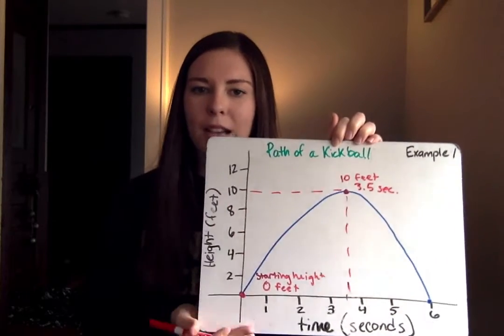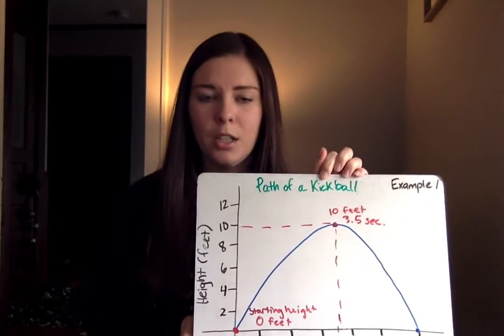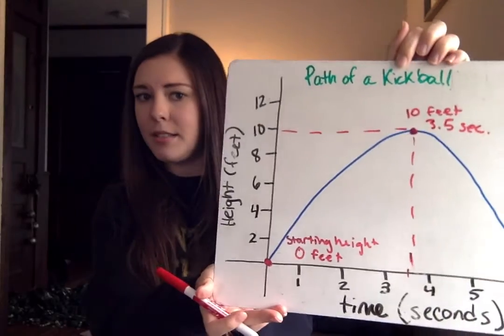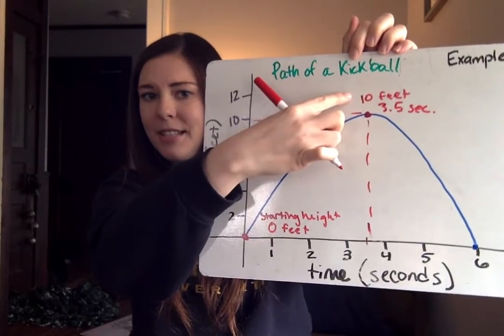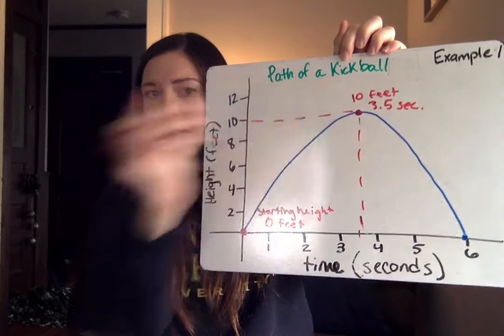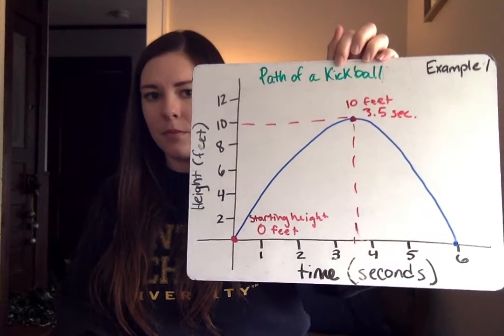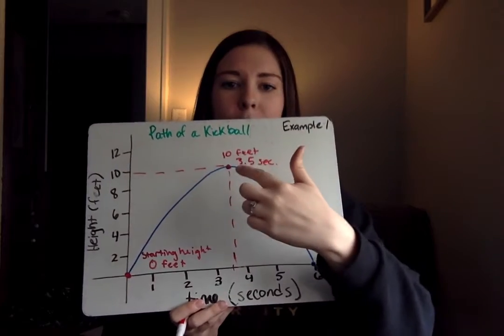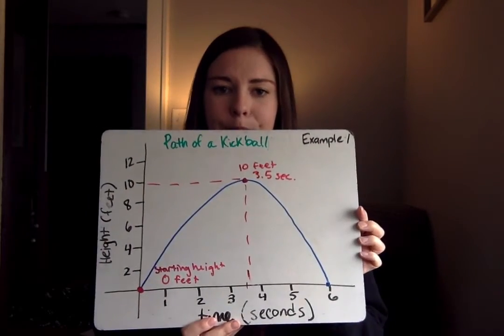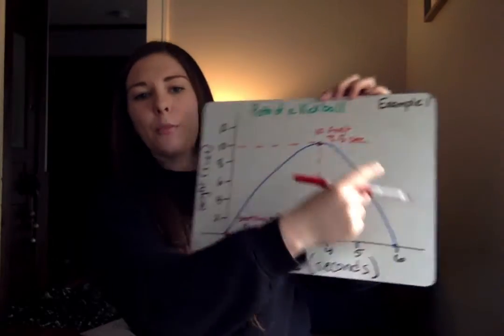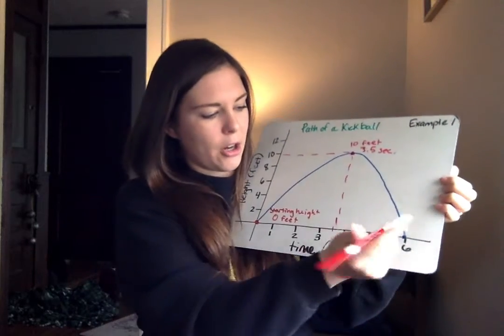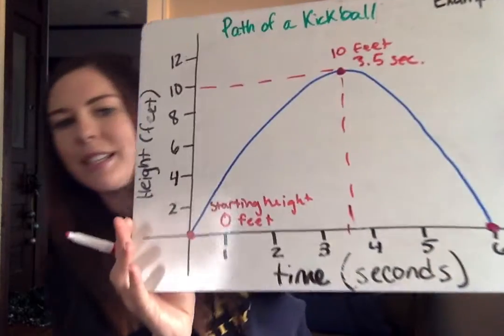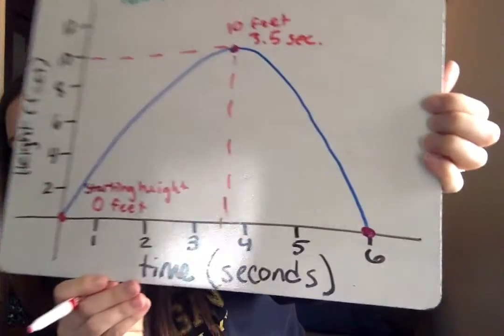So what this point tells me is that the kickball reached its maximum height of 10 feet at 3.5 seconds. Okay, so 3.5 seconds after the kickball was kicked from the ground, it reached a maximum height of 10. Okay, and then we have one more point over at the end here, and our ending point looks like it is almost exactly at 6 here, if you can see that.